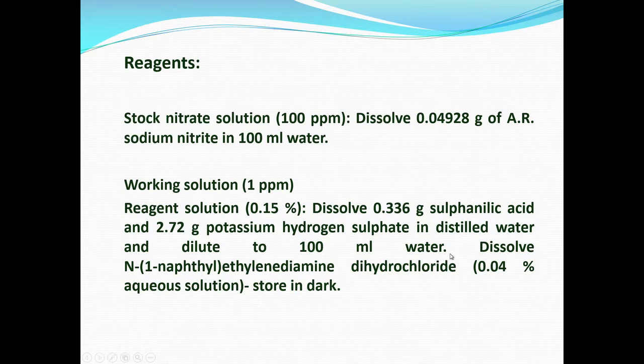Okay. And the reagent solution is a sulfanilic acid solution, treated with potassium hydrogen sulphate in distilled water, and NEDA, that is what we call it, N1-naphthyl ethylene diamine dihydrochloride solution. This also you have to prepare, but store in the dark because it is a photosensitive reagent.